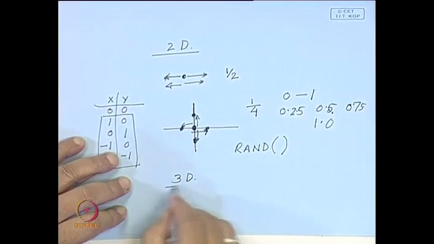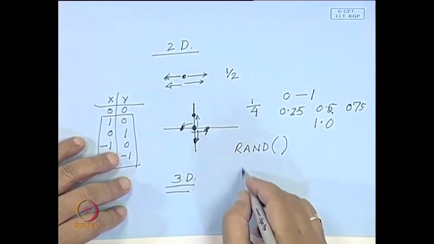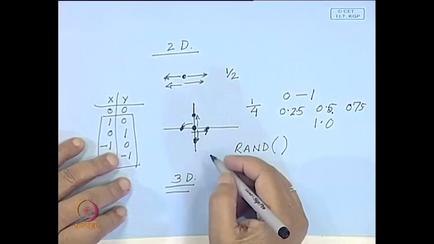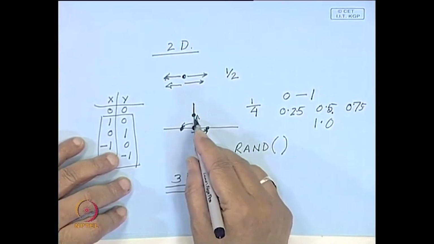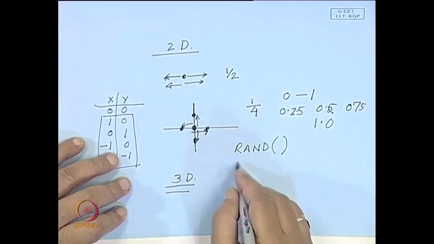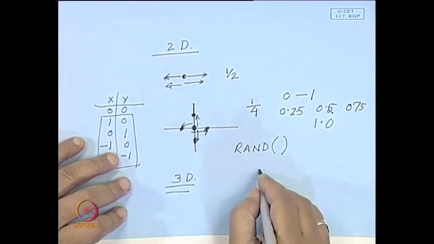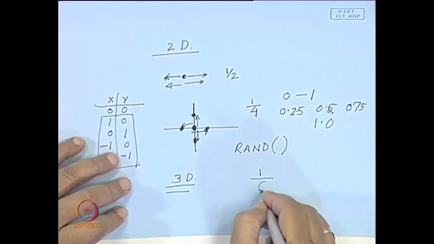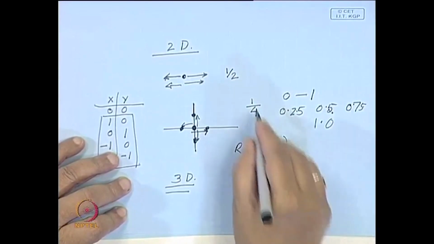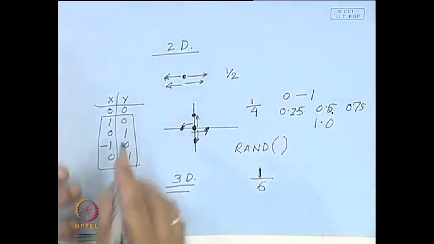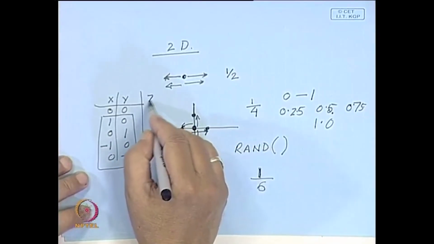Now, in 3D, for the probability of transition, there will be 6 positions. If you assume a simple cubic lattice, visualize a simple cubic lattice, there are 3 axes, and on each side 1 point. So, this probability will be 1/6. And in that case you will have another coordinate, so x, y and z.